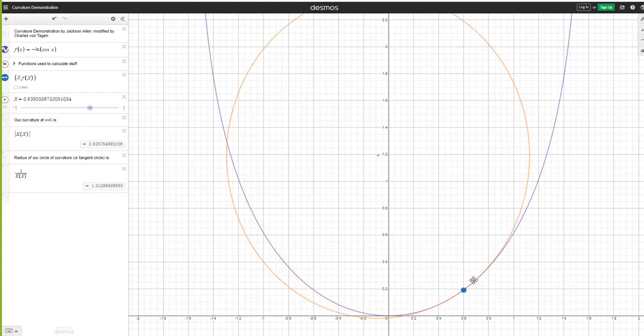And then the curve more and more resembles a straight line the further to the right I go, and so the corresponding tangent circle becomes larger. So there's a really nice way of thinking about the quantity of curvature. 1 over the curvature value is the radius of the tangent circle. And that's a way of interpreting that number that you get when you calculate curvature. Okay.